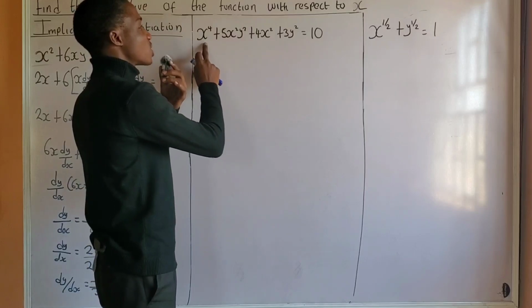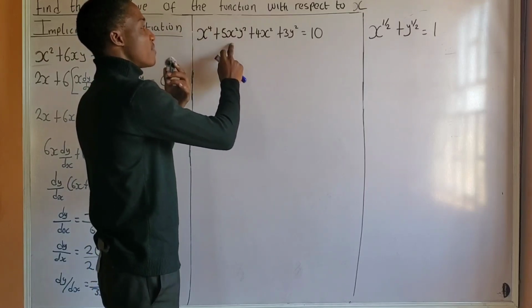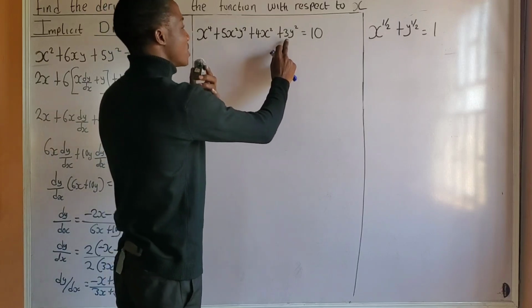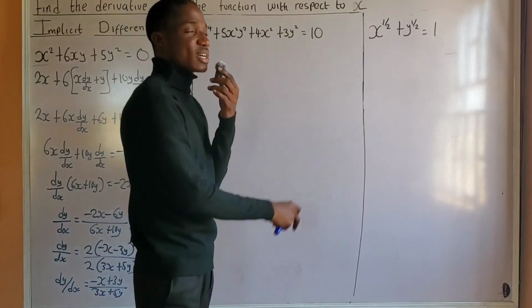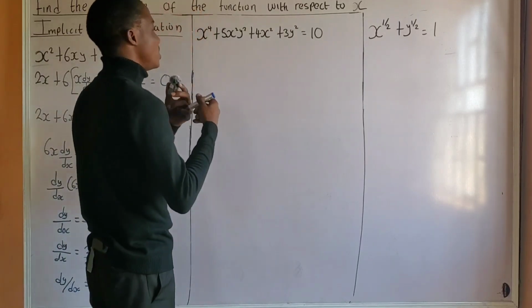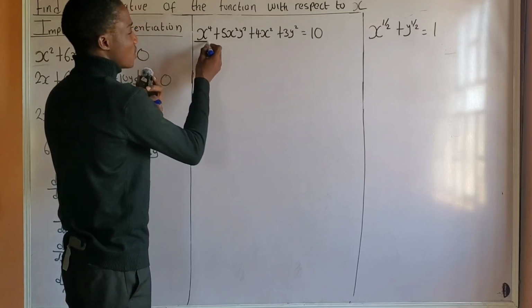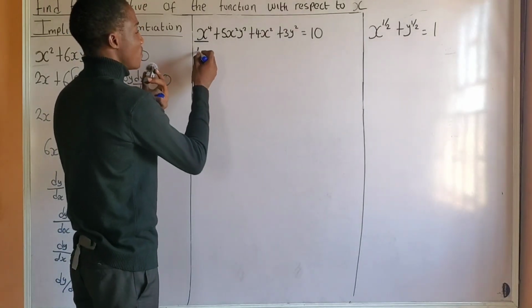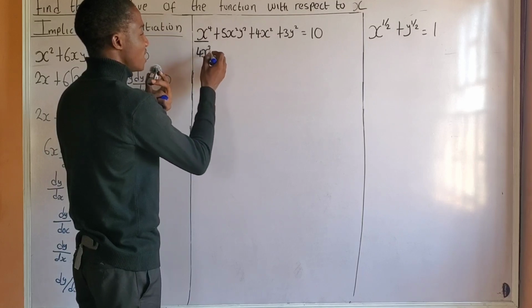Find the derivative of x raised to the power of 4 plus 5x squared y squared plus 4x squared plus 3y squared equals 10 with respect to x. Okay, how do we differentiate this? Let's start with this. Differentiate x to the power of 4. What are you going to have? 4x raised to the power of 3, right?